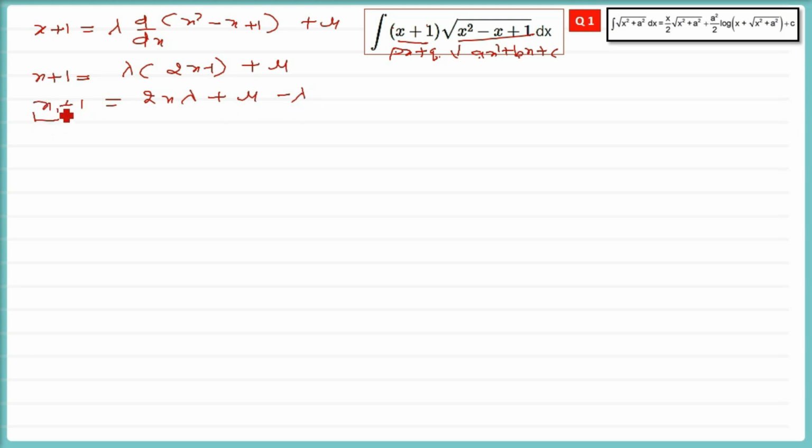So let's write it as mu minus lambda, x plus 1 on the left. So x will be equated to 2x lambda. x will be equal to 2 lambda x. This is our first equation. x gets cancelled. Lambda is directly half here.